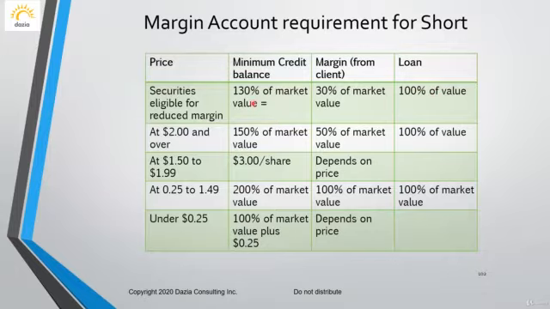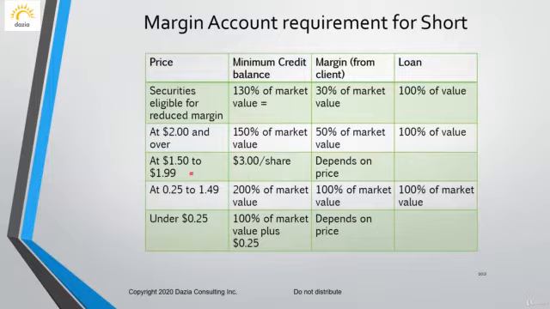Now, what this is saying is that if it is $2 and over, 150% is what you need to have of the market value. It means whatever the value is of the investment. If it is 5,000, half of that is $2,500. So you need to have 150% of the market value. So you would need to have 5,000 plus 2,500, $7,500 here in the account.